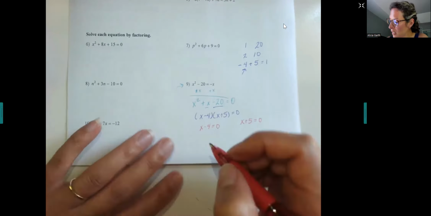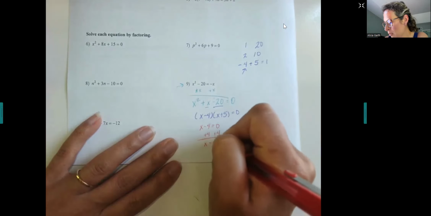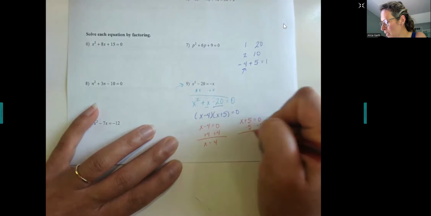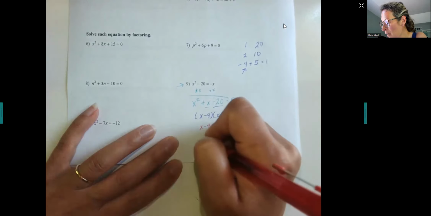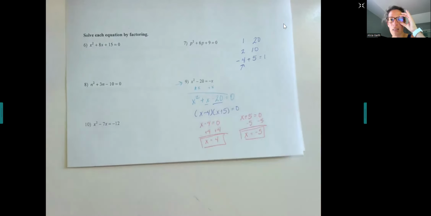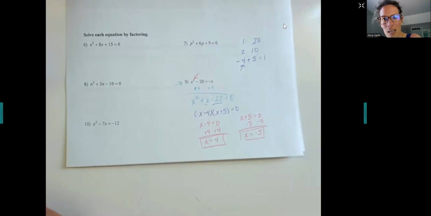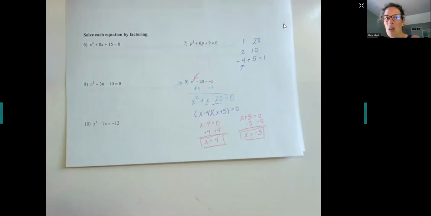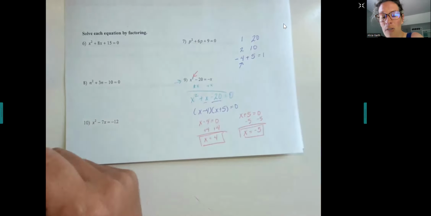I'm going to, on this side, add 4 to both sides so that I have x is equal to 4. And I'm going to subtract 5 on both sides so that I have x is equal to a negative 5. Now, I have two answers. I have two answers because this is my highest exponent and it's a 2. That's how many answers I'm going to have. So whenever I have an x squared, I will have two answers.